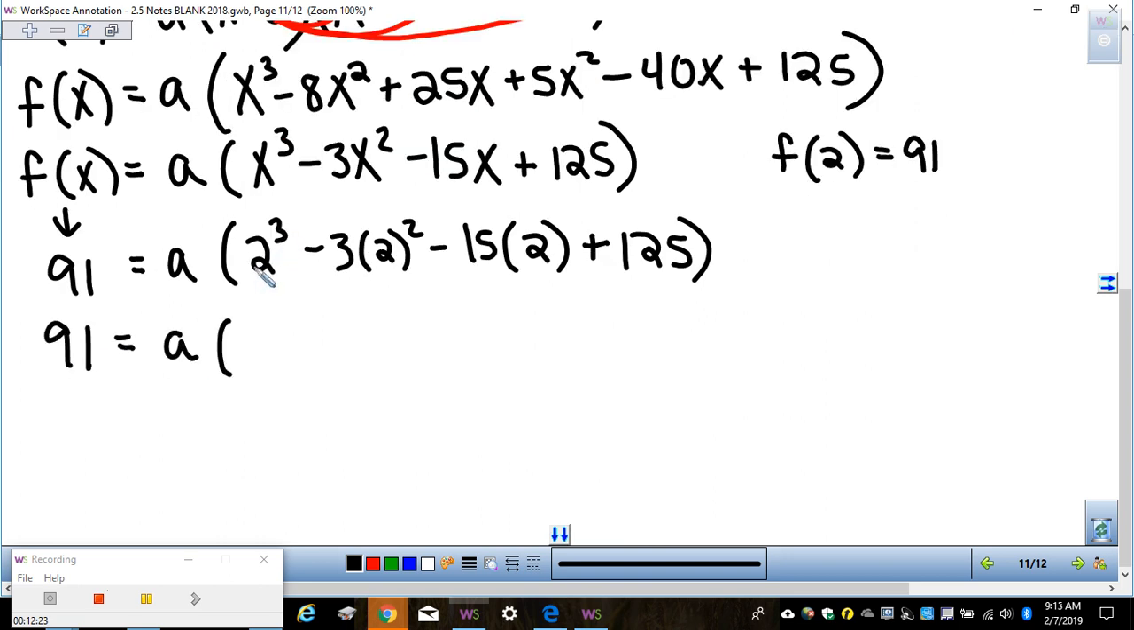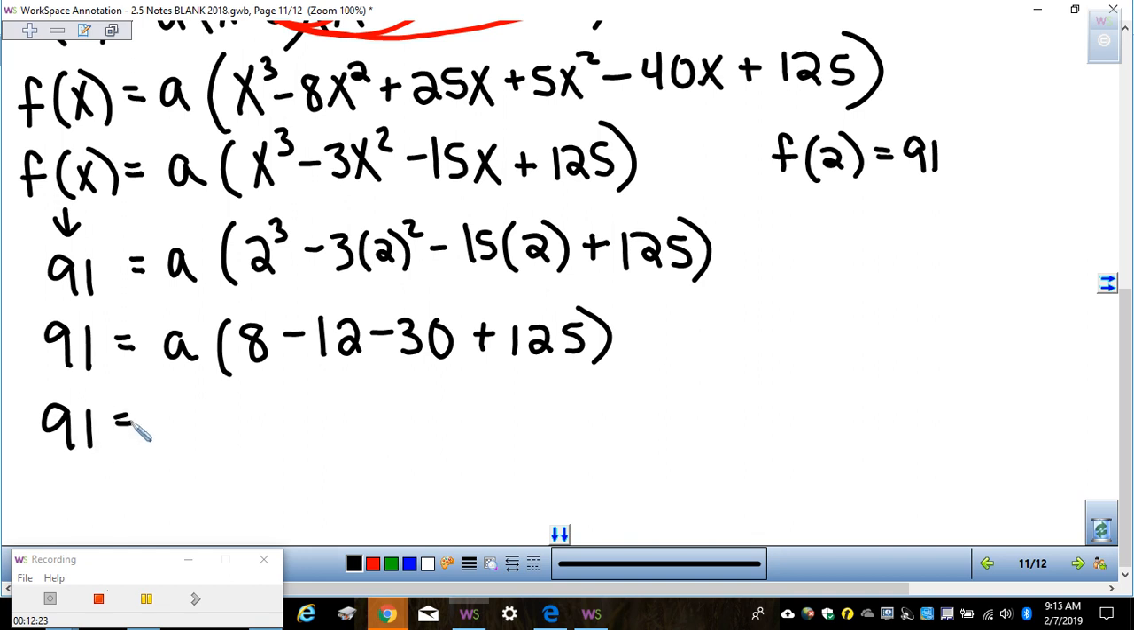So looking at this inside part here, we've got 2 cubed, which is 8. Now for the next part, we need to do the exponent first before we multiply by the 3. So we're going to do 2 squared, which is 4, and then 4 times the negative 3. That's going to make that negative 12, minus 30, plus 125. That whole inside part there turns into 91. So this works out really nice. We're just going to divide both sides by 91, and we get that a is 1.